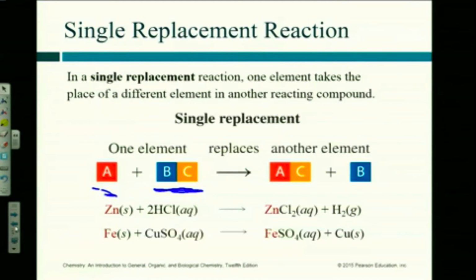Okay. So normally things don't just decompose. There was a reason they decomposed. This is called a single replacement reaction. I have a single thing replacing something else in the couple. Because somebody got wandering eyes.